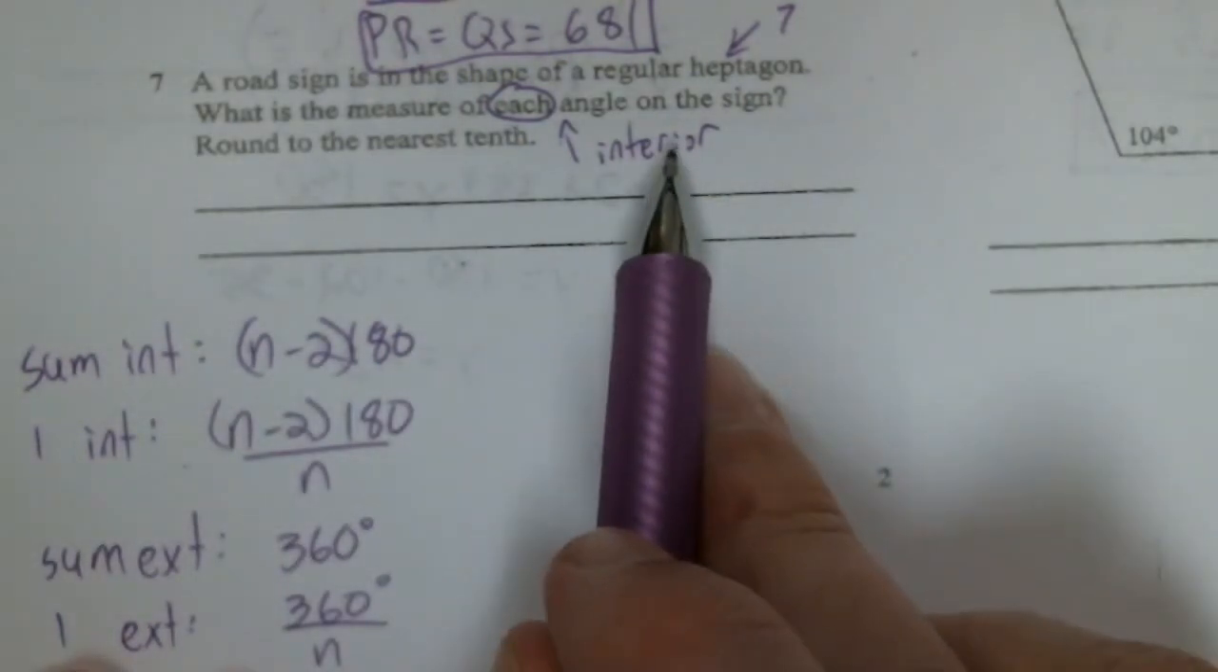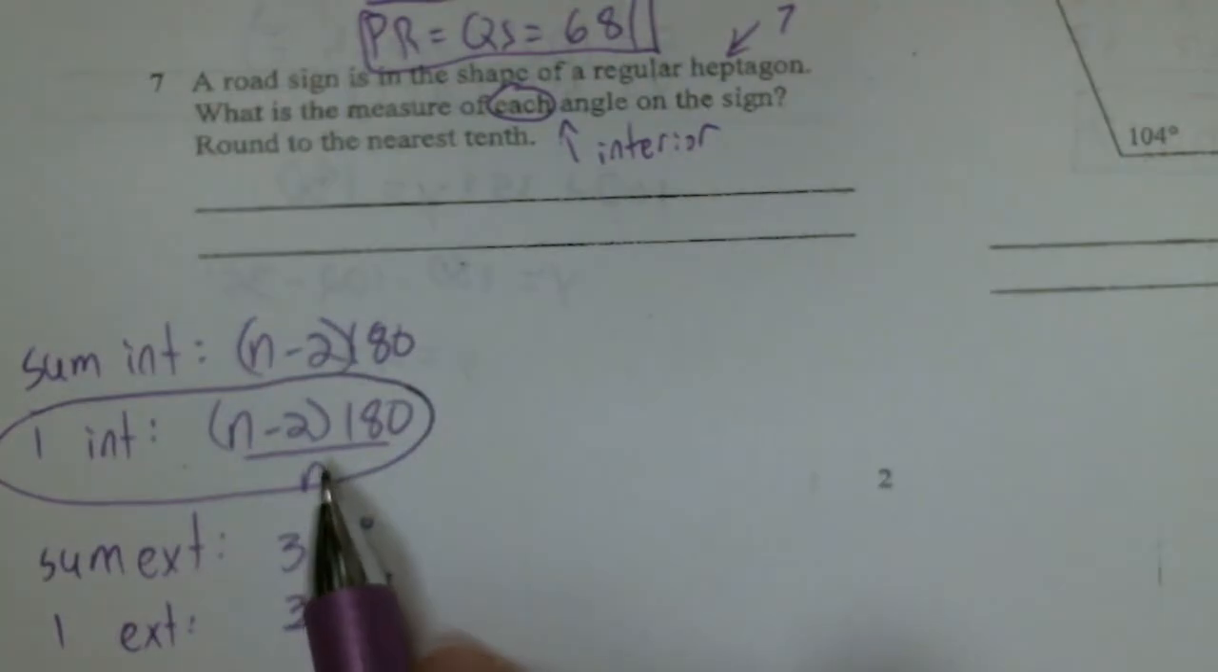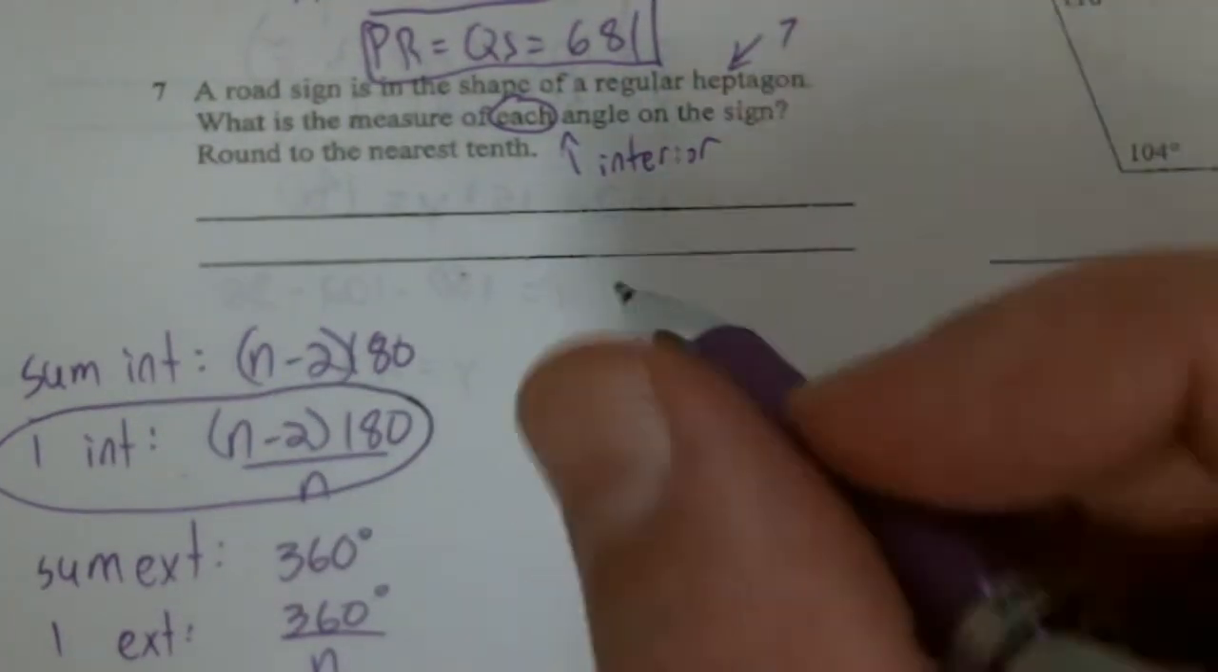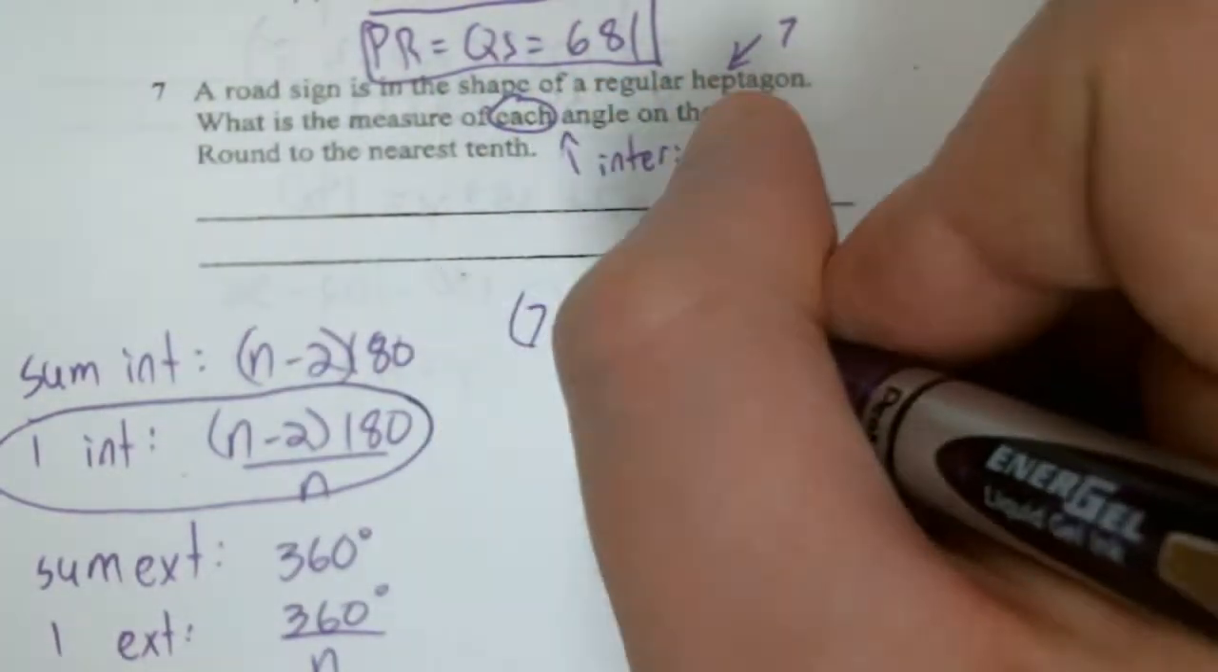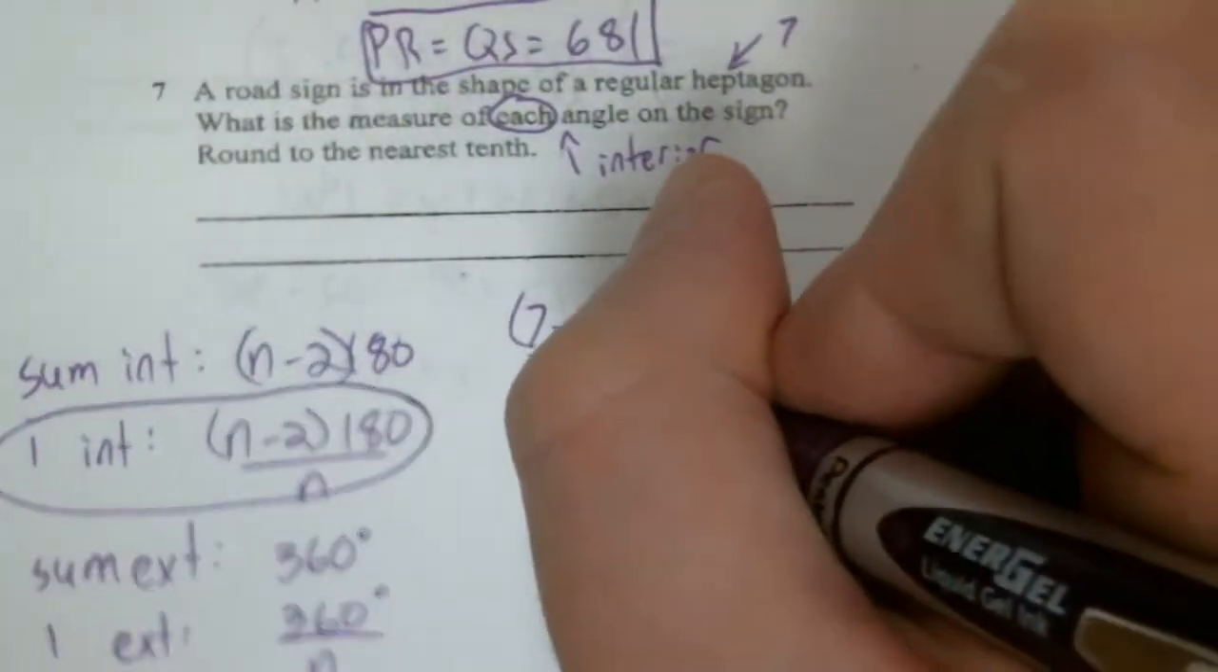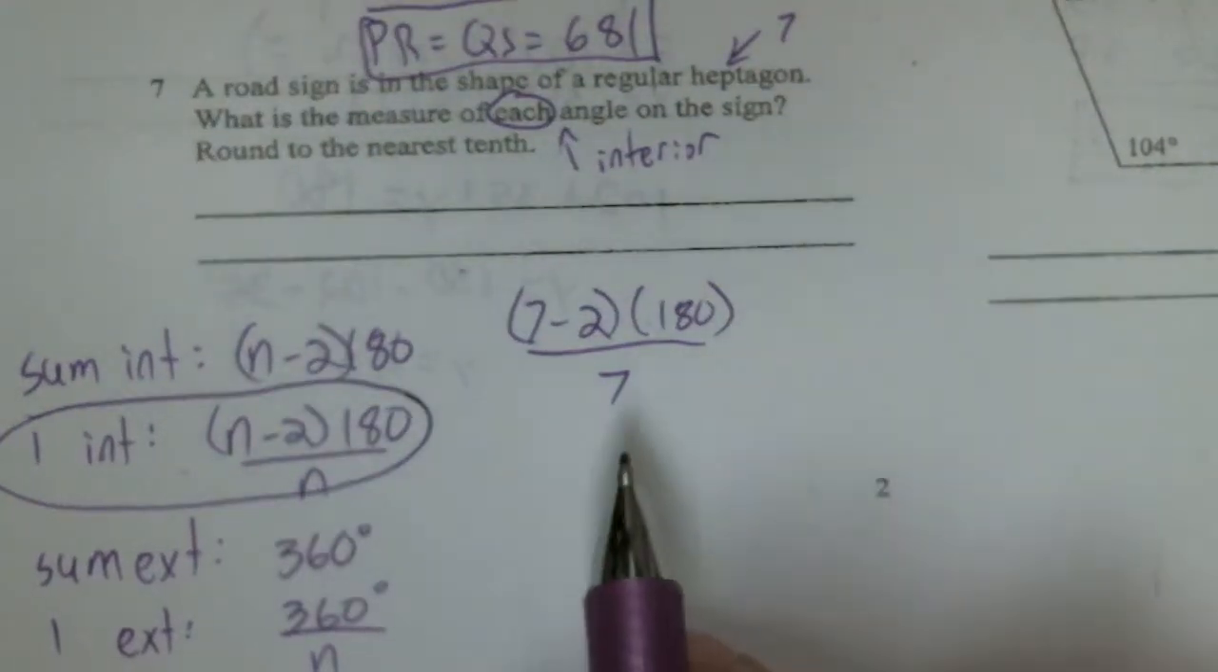I'm not sure why they don't have that word there. They want one of the interior angles on the sign. Okay, so we're going to be using this formula here. N minus 2, the n is 7 because it's a heptagon, so it's going to be 7 minus 2 times 180 divided by the number of sides, which is still 7.